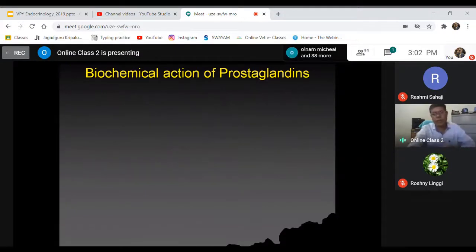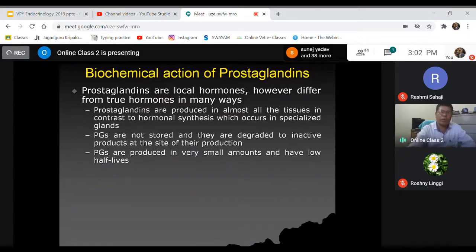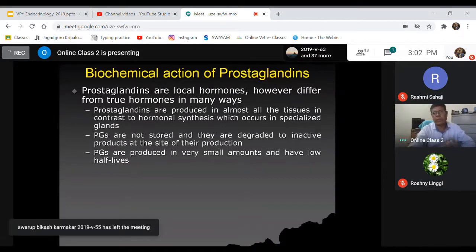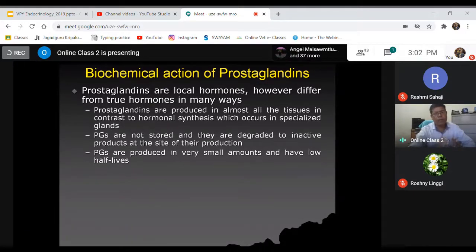Now, function, that is, the biochemical action of the prostaglandins. Prostaglandins are local hormones. However, they differ from the true hormones in many ways. How do they differ? Prostaglandins are produced in almost all the tissues, in contrast to hormone synthesis, which occurs in specialized glands. In case of the hormones, we know that they are synthesized in special glands, which we call the endocrine glands. But the prostaglandins are synthesized in almost all the tissues or cells.